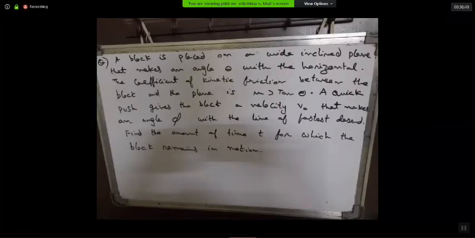Sir, can we split the acceleration of the body in two directions, parallel to the incline and perpendicular to the incline, and then proceed? Perpendicular to the incline means normal to the incline? Yes, sir, in the normal direction, we can split g as g sin theta and g cos theta. Yeah, g sin theta along the incline and along the normal it will be g cos theta.